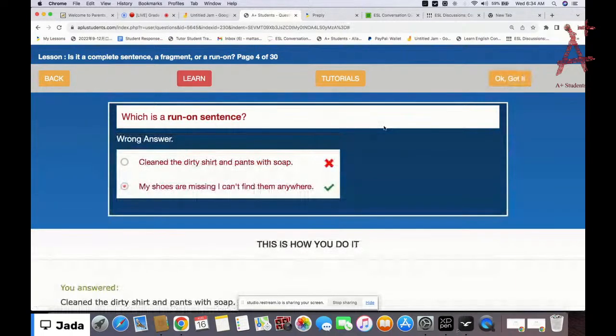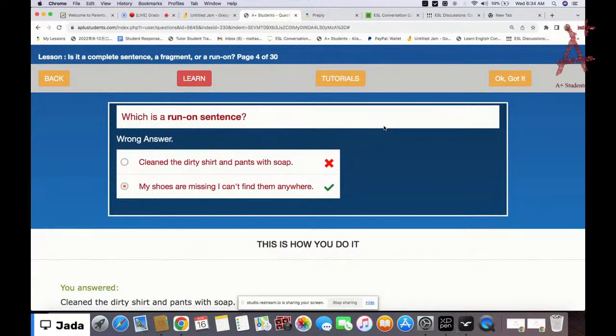Okay. So you see that my shoes are missing. That is one sentence on its own. I can't find them anywhere. A period should be in between. So when you have a period in between, yes, that is a run on sentence. But clean the dirty shirt and pants with soap. That is the complete sentence. It makes sense, right? It's telling you what to do, so it's complete. But my shoes are missing, I can't find them anywhere, then that is what?